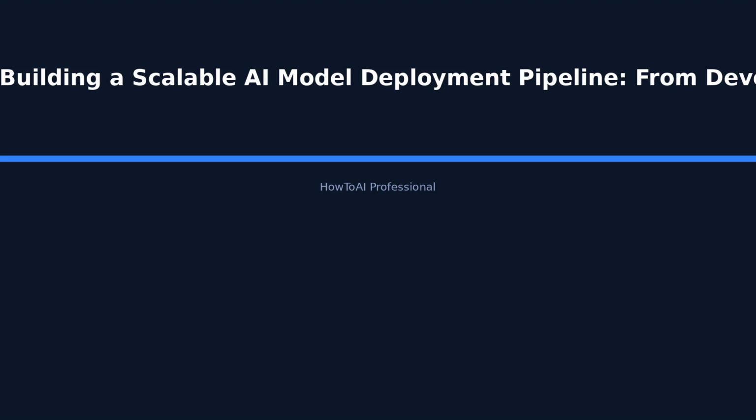Now, let's talk about continuous integration and continuous deployment, or CI/CD. CI/CD is an essential practice for modern software development, and it can significantly enhance our AI model deployment pipeline. Continuous integration involves automatically testing and integrating code changes into a shared repository. This ensures that new code is consistently validated, reducing the chances of introducing bugs or breaking existing functionality.